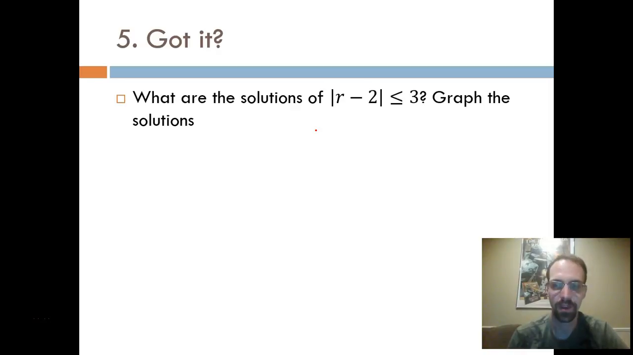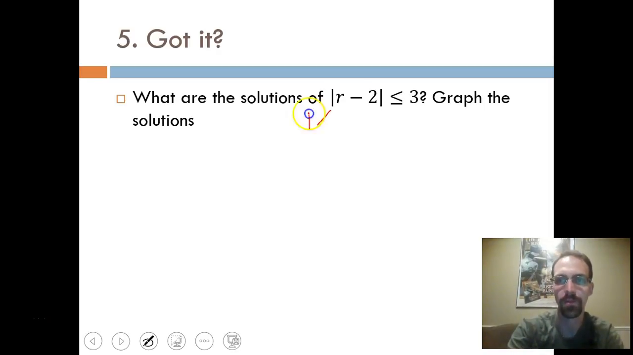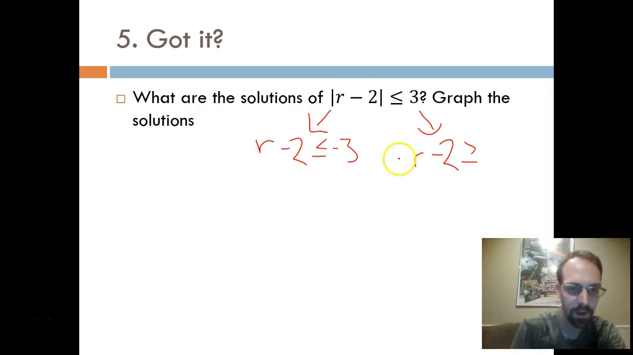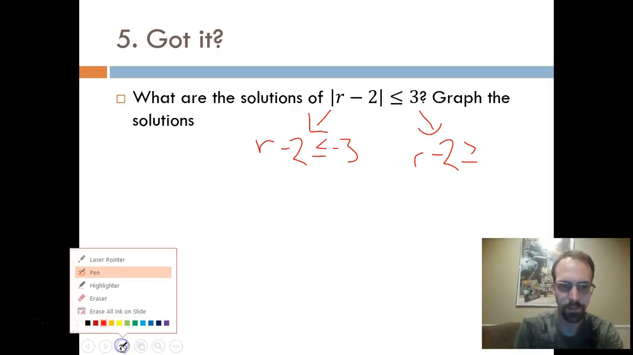Alright, I assume that you guys had enough time, so let's go ahead and split this up. So I have two parts. It is r minus 2 is less than or equal to negative 3, and r minus 2 is greater than or equal to, I messed up. See if you see my mistake before I erase it. See what I did wrong. Do you see what I did wrong? I hope you do. If you don't, here's what I did wrong.